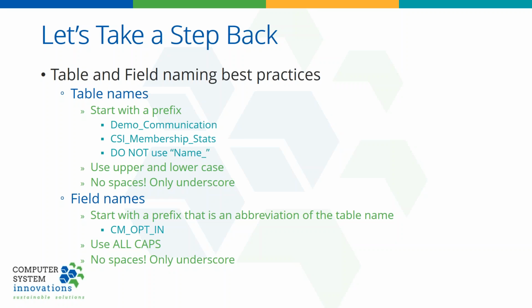So adding a prefix in front of each field name helps you identify, oh, that's from the communication table. So you can see the example on the screen. I have CM underscore opt underscore in. I can tell that is from my demo communication table, and that is the opt-in field.